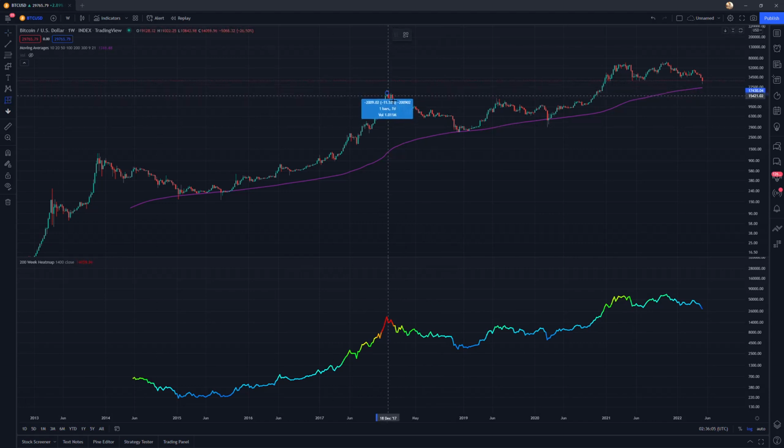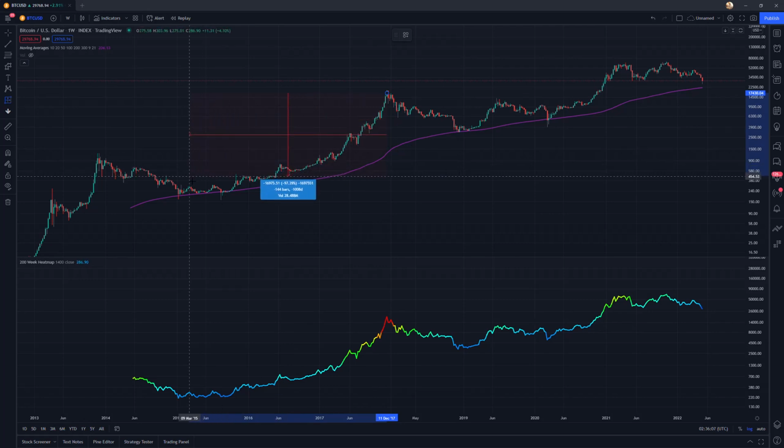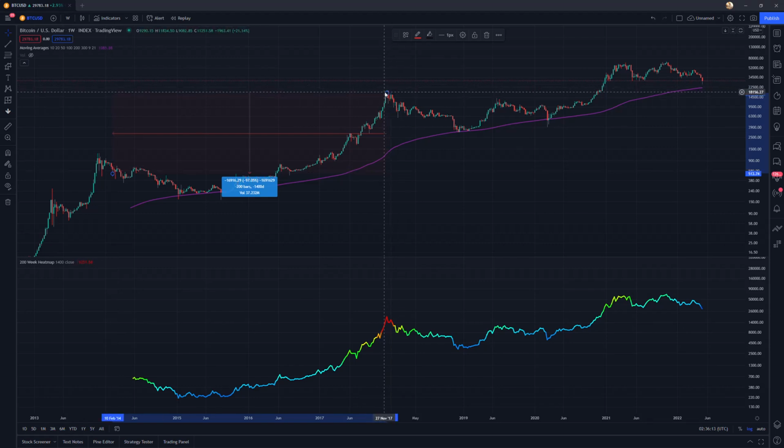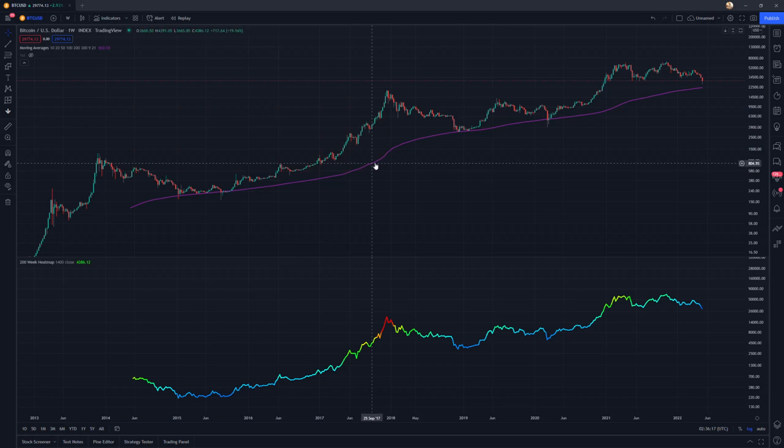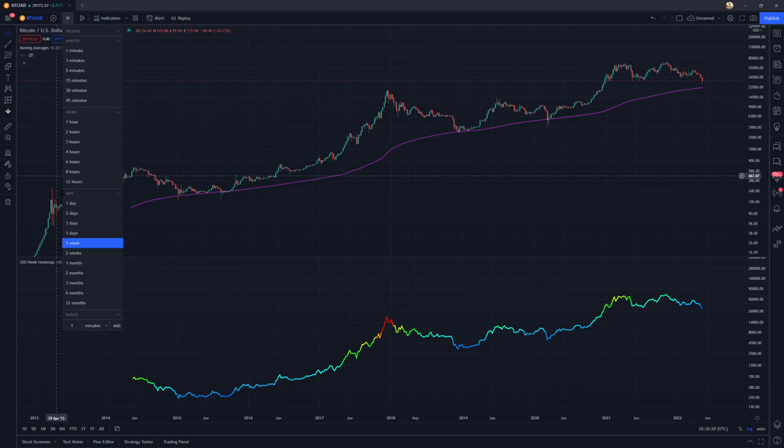If we go to the 2017 peak and go back 200 weeks, you can see how we were replacing closes in the $600 range with closes in the $18,000 range. That's ultimately what led this moving average to increase so rapidly, and that's what led this indicator to plot all these closes in red here. So that was a great sell indicator because it was showing us that it was moving up way too quickly.